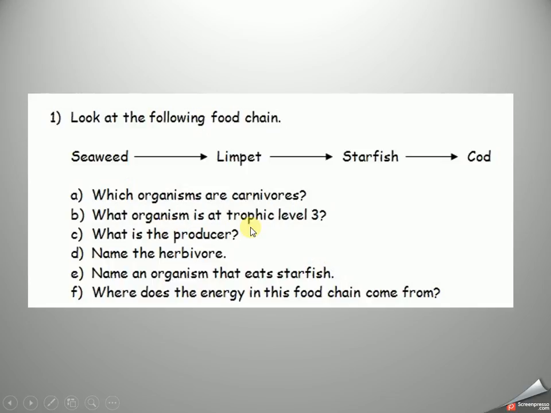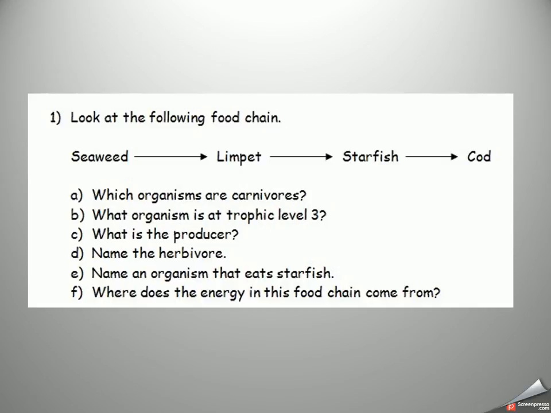Which organism is at trophic level 3? Well, trophic level just basically means feeding level. So trophic level 3 is actually 1, 2, 3. It's the starfish. What is the producer? It's the seaweed. The producer is always the one that photosynthesizes. I need to go slower.